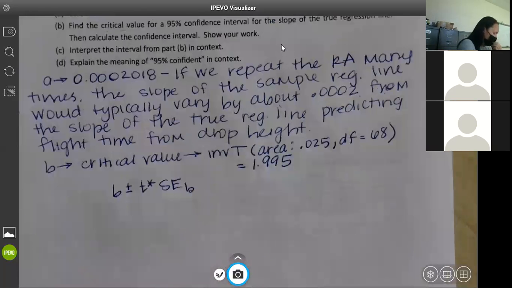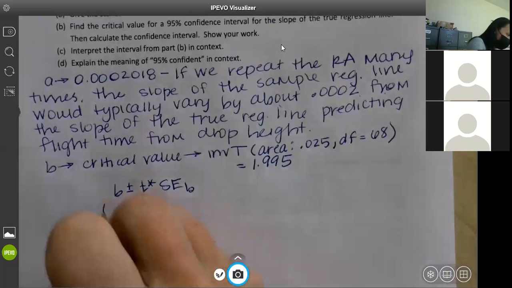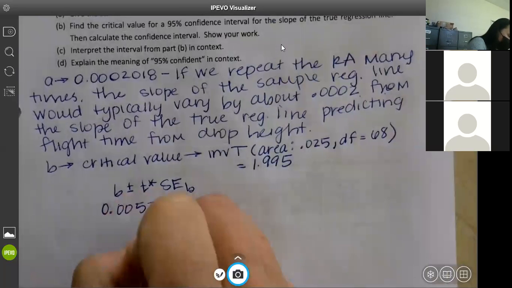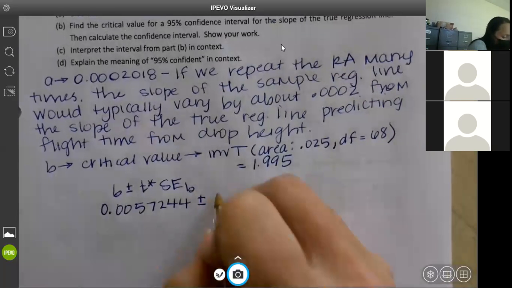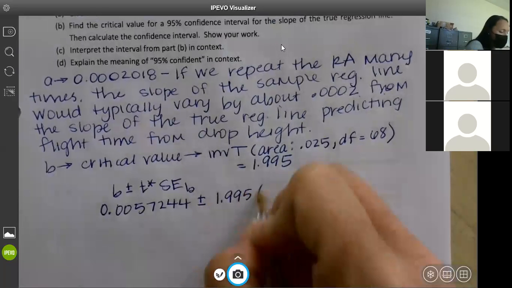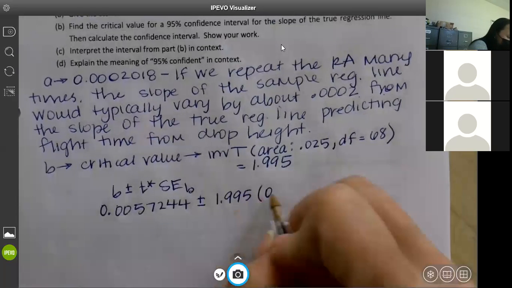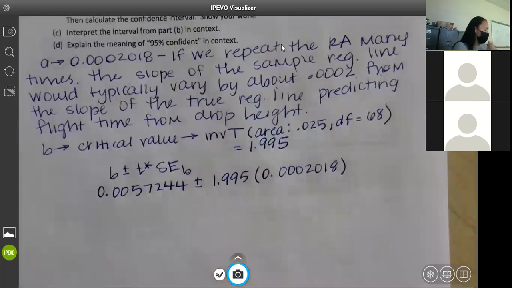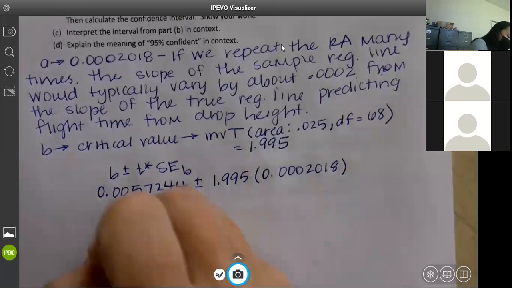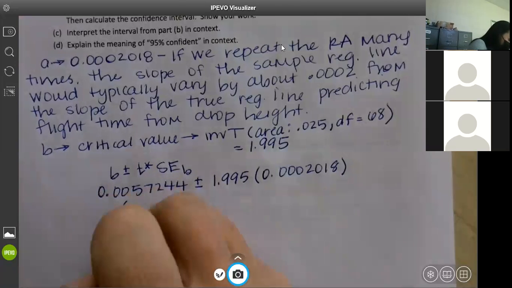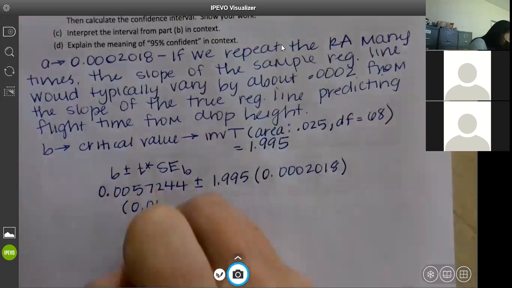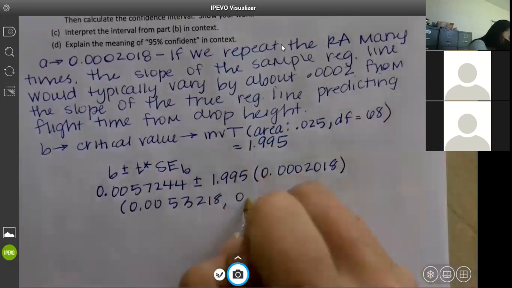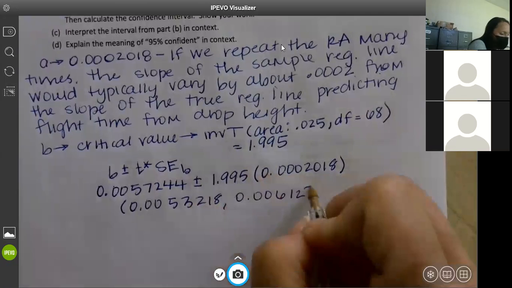So then our little b in our Minitab output was 0.00572444. We have plus or minus, our t star was 1.995. And then our standard error of b was 0.0002018. When we put that in the calculator, we get an interval of 0.0053218 to 0.061270.